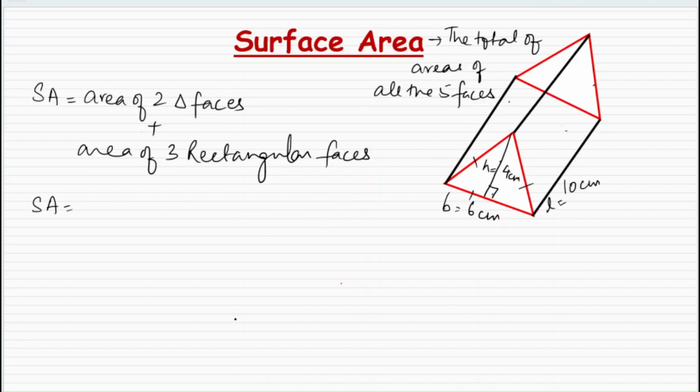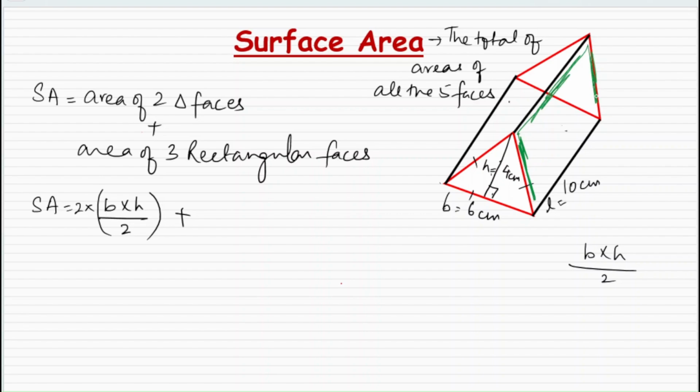What is the area of a triangle? If you recall, the area of a triangle is base times height divided by 2. But since I have two triangular faces, one at the front, one at the back, and they are exactly identical or congruent, whatever is the area of this face will be the area of the other face. So instead of finding them separately, why not multiply this by 2? That will give me the area of these two triangular faces. Plus, now we will calculate the area of the three rectangular faces. So let's look at this side one.